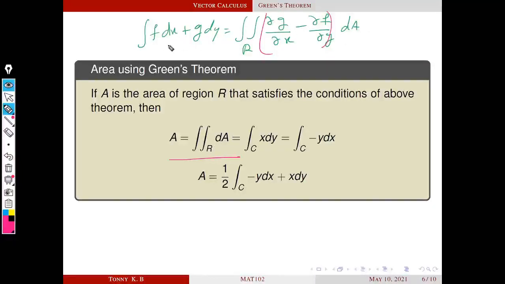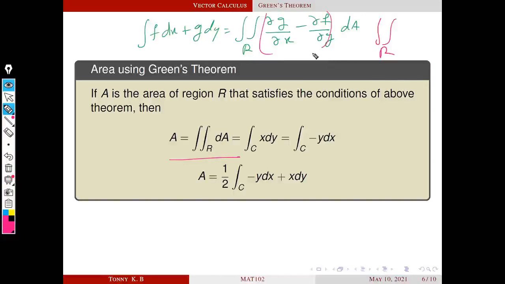So we have to find area. This double integral is area only when this integrand is 1, isn't it? If this integrand is 1, then this double integral gives area. For what values of f and g is this integrand 1? That is our question.